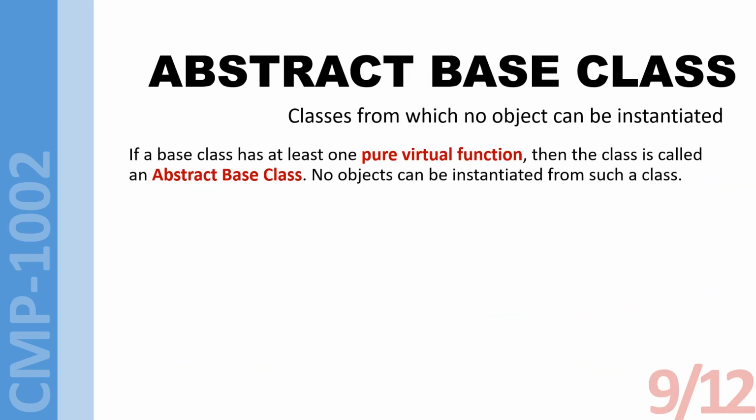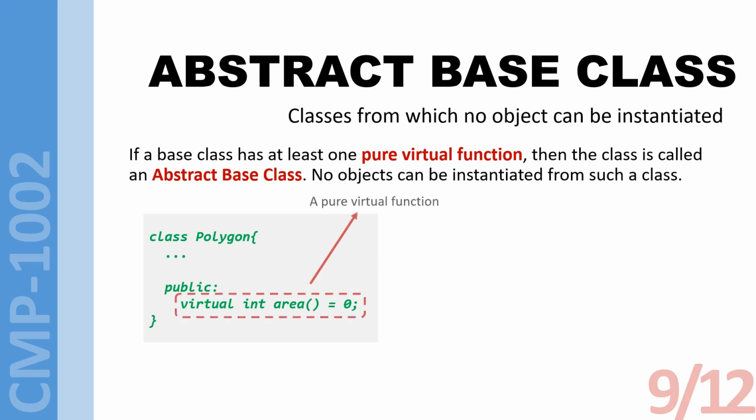and then we have talked about something called abstract base class, a class from which no object can be instantiated. We said that if one of the functions of the class is a pure virtual function, then the class is called an abstract base class, and no objects can be instantiated from such a class. And there's a little bit of a syntax related to this pure virtual function, different than the non-pure virtual function.